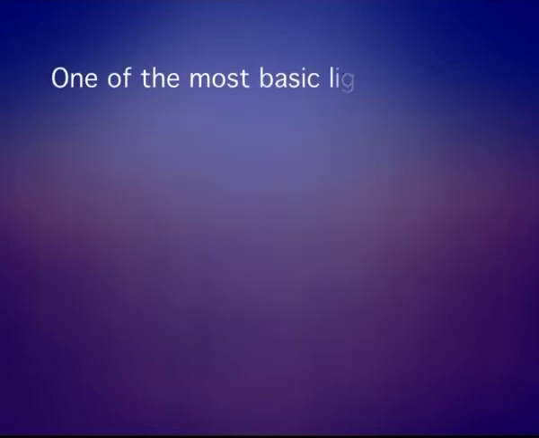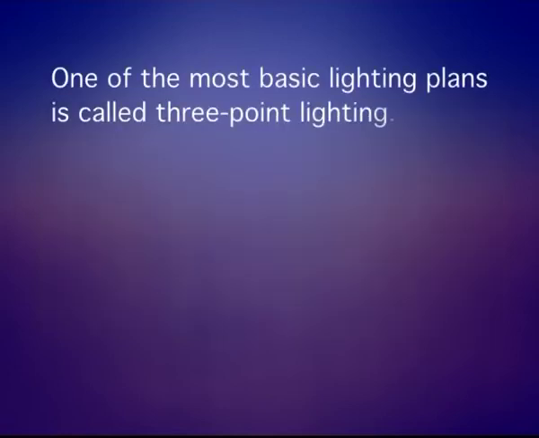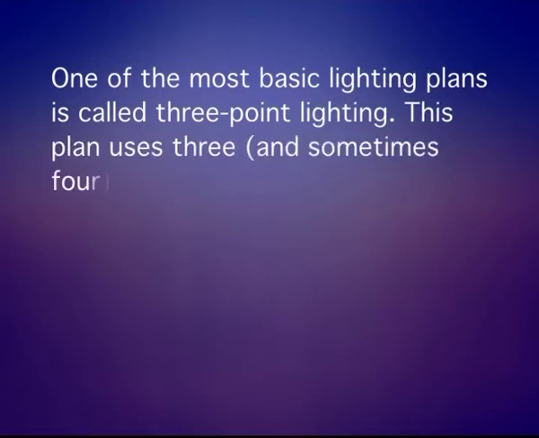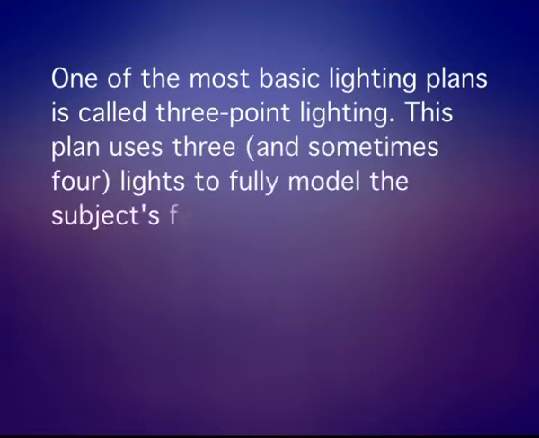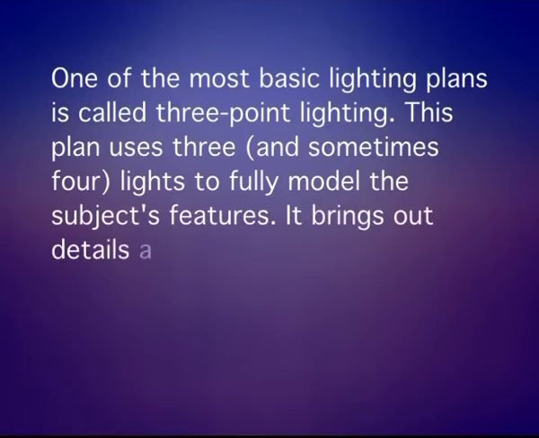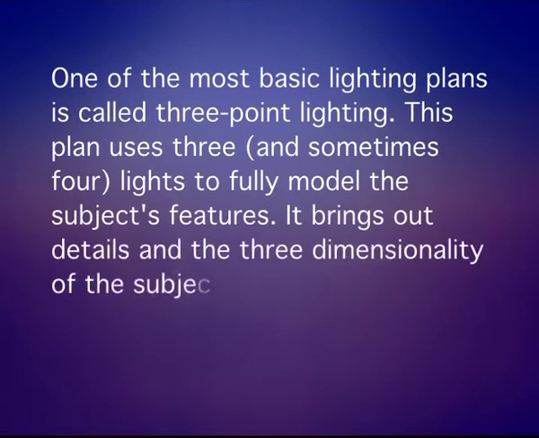One of the most basic lighting plans is called three-point lighting. This plan uses 3 and sometimes 4 lights to fully model the subject's features. It brings out details and the 3-dimensionality of the subject. The various lights used in this light plan are as follows.